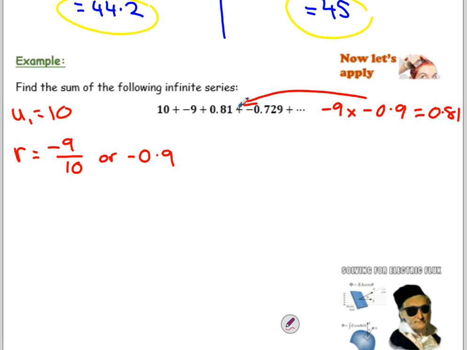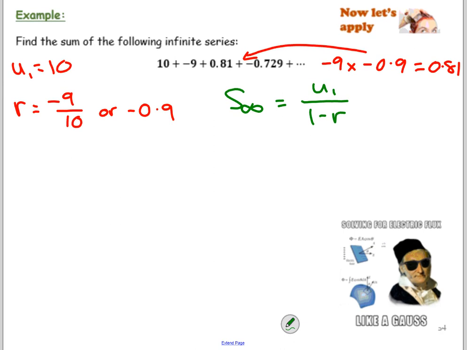And then we use our lovely formula. I'm going to write u of 1 over 1 minus r. Just to remind you, it's the 1 minus r, not r minus 1. And we just plug it all in. This is an awkward one. I think you could do it non-calc, actually. Let's move over here, showing you how bad it can get. Sum to infinity is the u of 1, 10, divided by 1 minus negative 0.9. What's 1 minus negative 0.9?